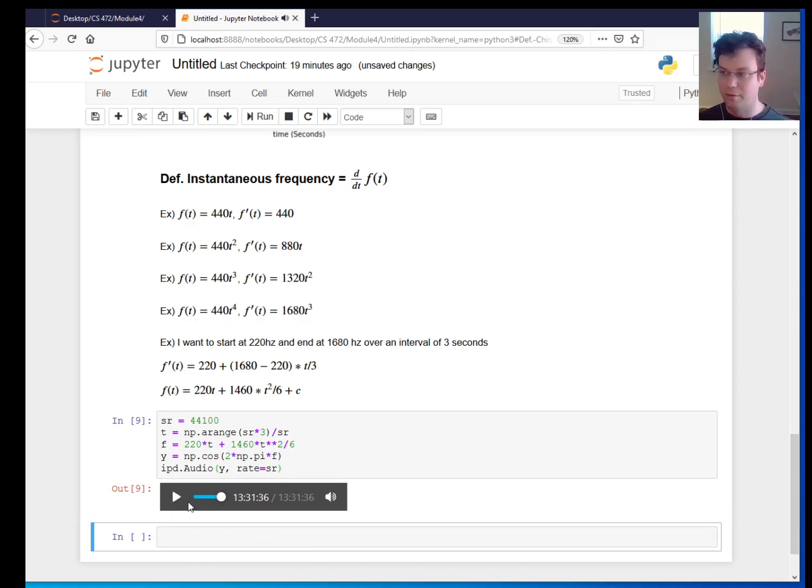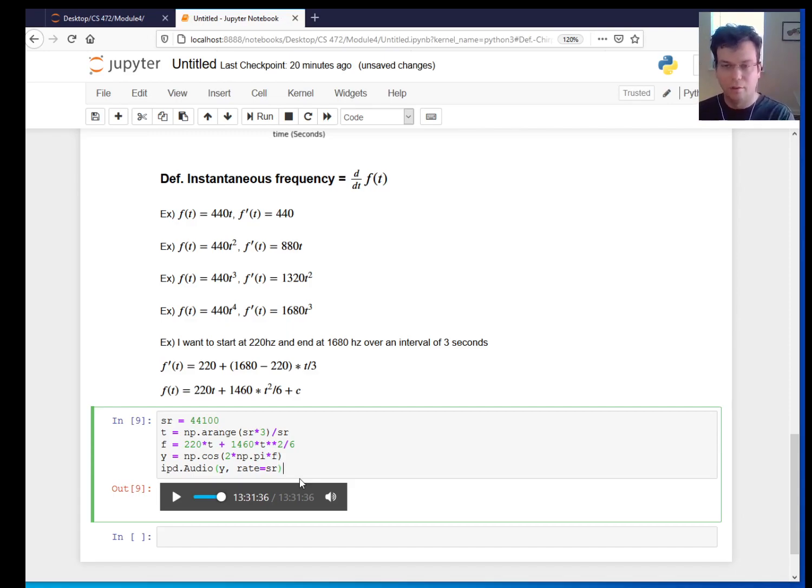So I went through 3 octaves there, actually. I started off at 220, then I went to 440, then 880, then 1680. Now, as we talked about in class, we don't perceive pitch linearly in frequency. We actually perceive pitch logarithmically in frequency, or in other words, if I wanted to increase at a constant rate in pitch, I would have to increase at an exponential rate in frequency.